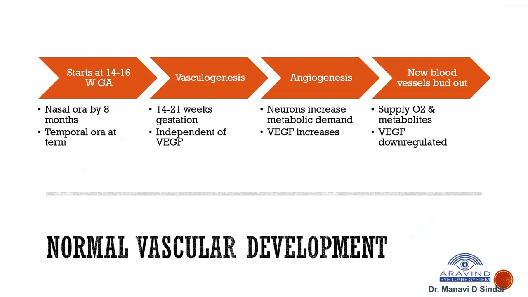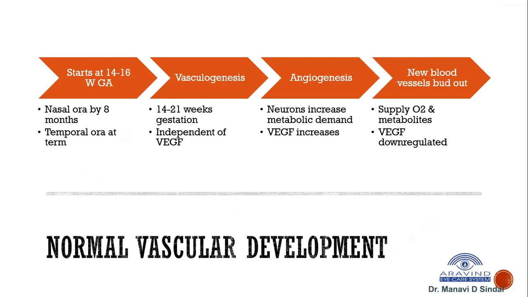Normal vascular development in the retina starts intrauterine at a gestational age of around 14 to 16 weeks. It reaches the nasal ora by 8 months and the temporal ora at term, that is 40 weeks. The first stage is what is called vasculogenesis, which lasts from 14 to 21 weeks of gestation. And this is independent of VEGF.